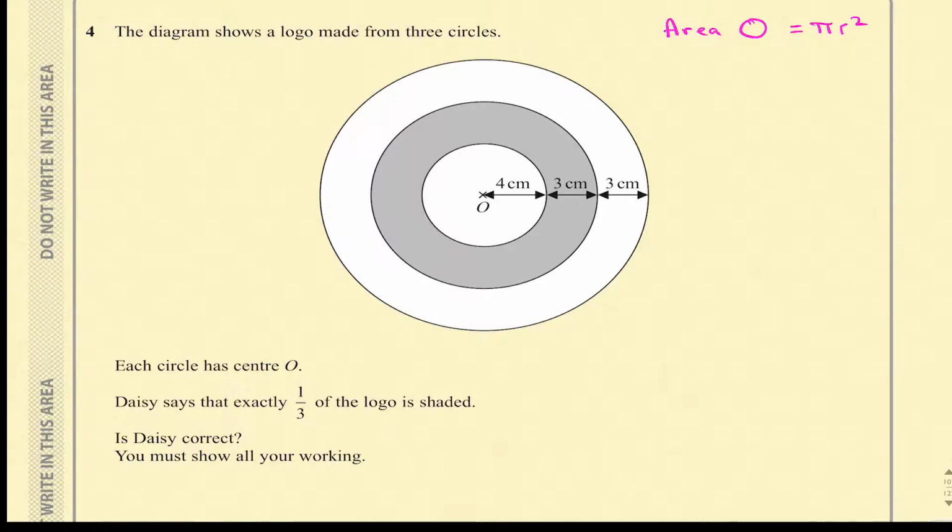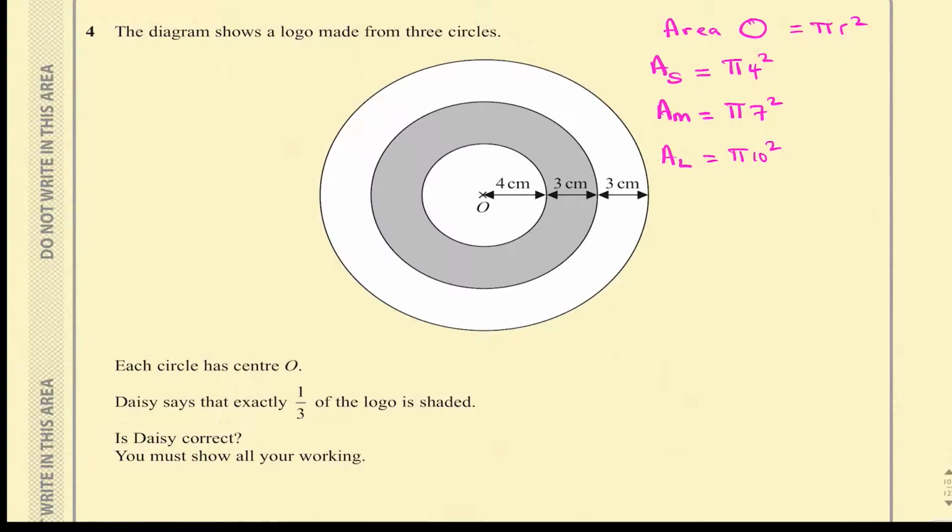So the area of the small circle, because the small circle has a radius of 4, that would be pi 4 squared. The area of the medium circle, which has a radius of 7, 3 plus 4, will be pi 7 squared. And the area of the large circle, which is 3 plus 4 plus 3, that will be 10 radius. So area of large will be pi 10 squared. Now we're looking for the shaded part.